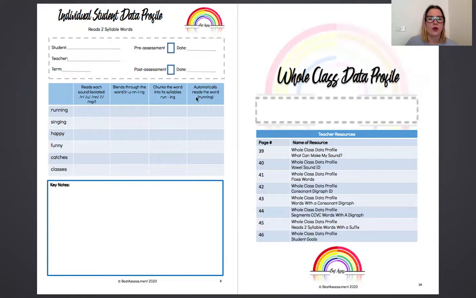And again, with the rubric here for reading, it's very similar. It just goes through the progression of children reading those words and what they might do during reading, all the way up to the children being able to use their chunking strategy, running, and then being able to automatically read the word running.